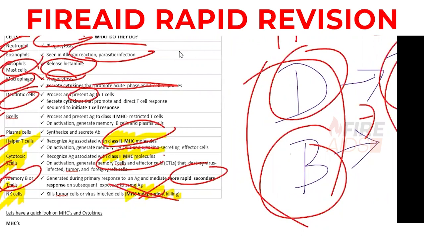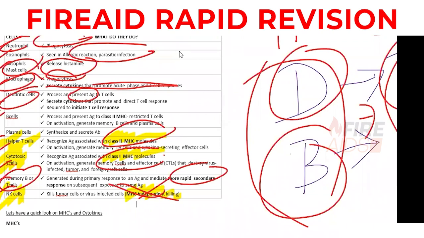Neutrophils are going to eat up the pathogen. Eosinophils are seen in allergic reaction and parasitic infection. Mast cells release histamine. Macrophage, remember about eating again. Dendritic cell and B cell, you need to remember they are going to present the antigen to the T cells. Dendritic cells directly present to T cells. B cells present to class 2 MHC restricted T cells.